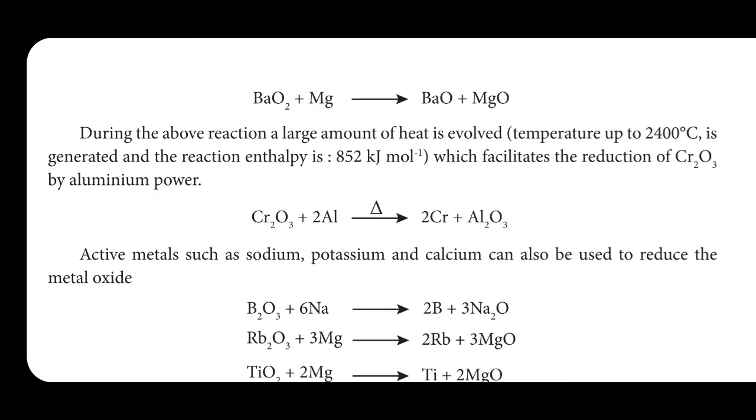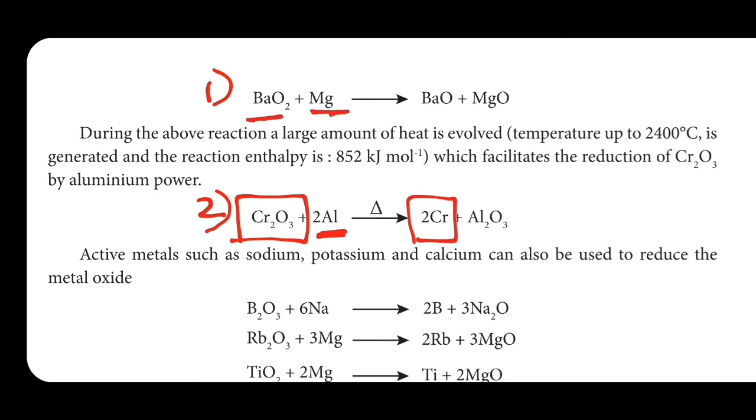So, in this page, two reactions are given for explaining aluminothermic process. One is chromium oxide is reduced to chromium by using aluminum. This is aluminothermic process. Ignition mixture, magnesium and barium peroxide. This Mg takes one oxygen and is removed as MgO, remaining BaO is there.